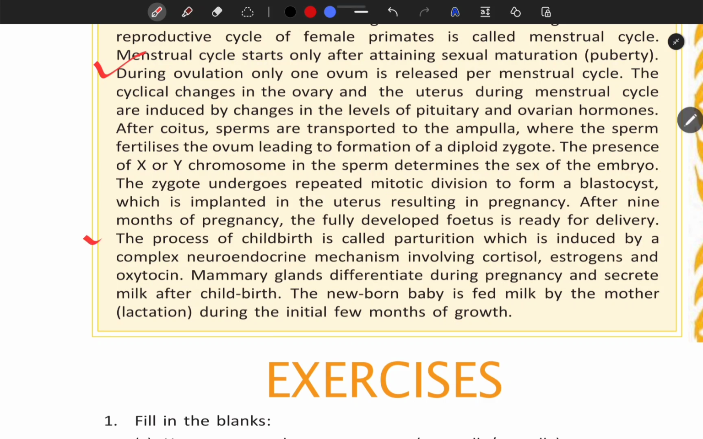The process of childbirth is called parturition, which is induced by a complex neuroendocrine mechanism involving cortisol, estrogens, and oxytocin. Mammary glands differentiate during pregnancy and secrete milk after childbirth. The newborn baby is fed milk by the mother, that is lactation, during the initial few months of growth.